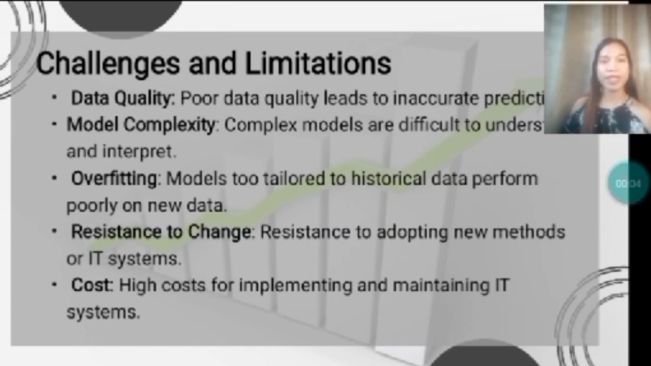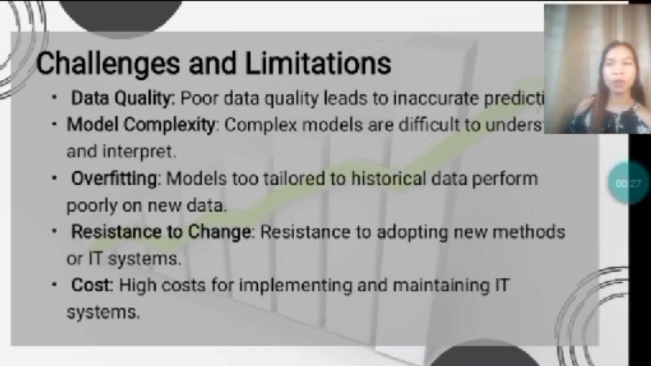Another, we have challenges and limitations. So first, we have data quality. Poor data quality leads to inaccurate predictions. If the information you put into the system is bad, wrong, incomplete, or old, the forecast will be wrong too. Next, model complexity. Complex models are difficult to understand and interpret.